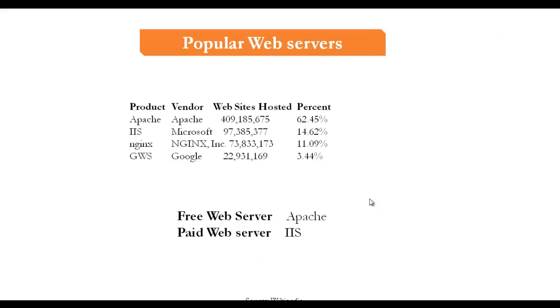Here are the popular web server statistics, as per the source Wikipedia. The server Apache is actually the most used web server. 62.45% of people are using it, and the next one is IIS at 14.62%, then Nginx, and GWS, which is Google's, at 3.44%. Apache is a free web server. We can use it free of cost, and if you want to go for a paid one, we can go for IIS, which is from Microsoft.